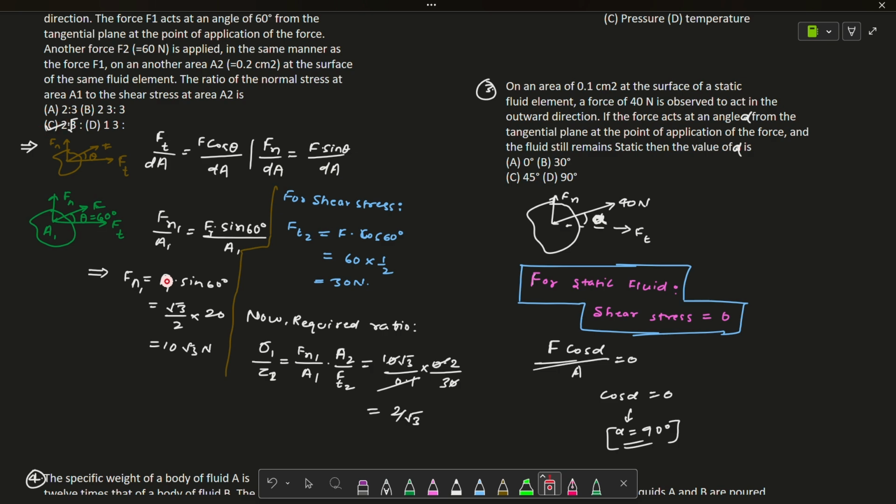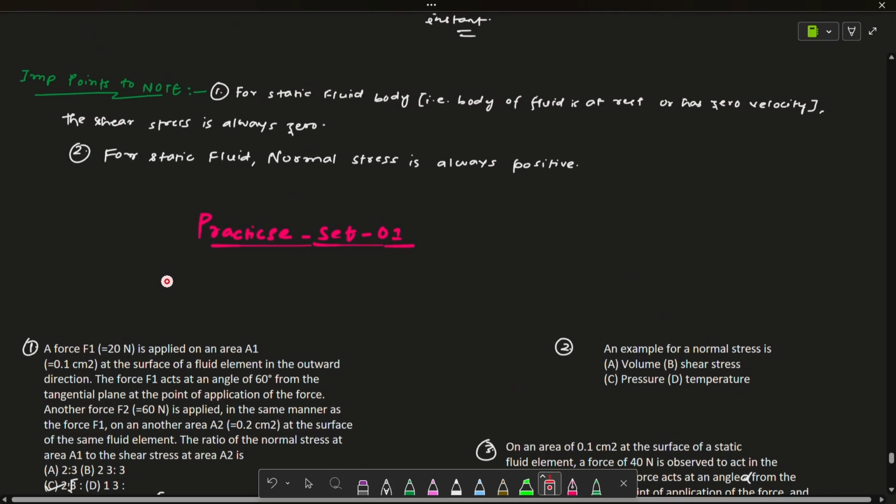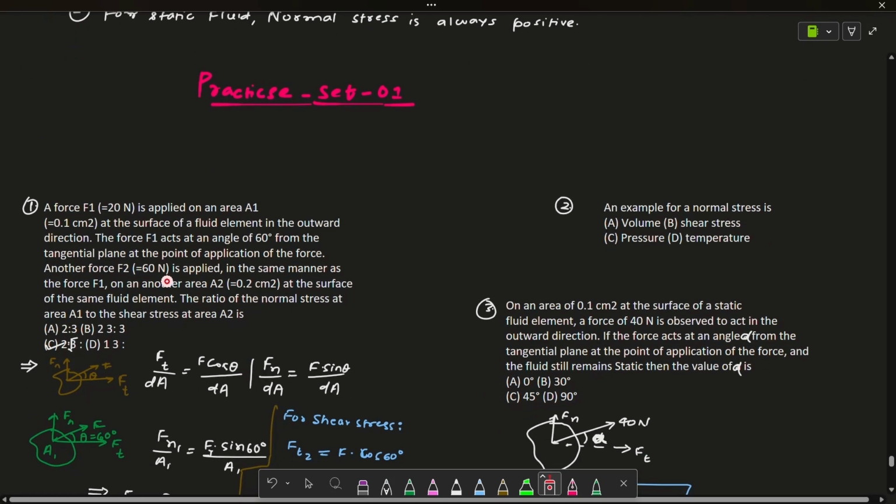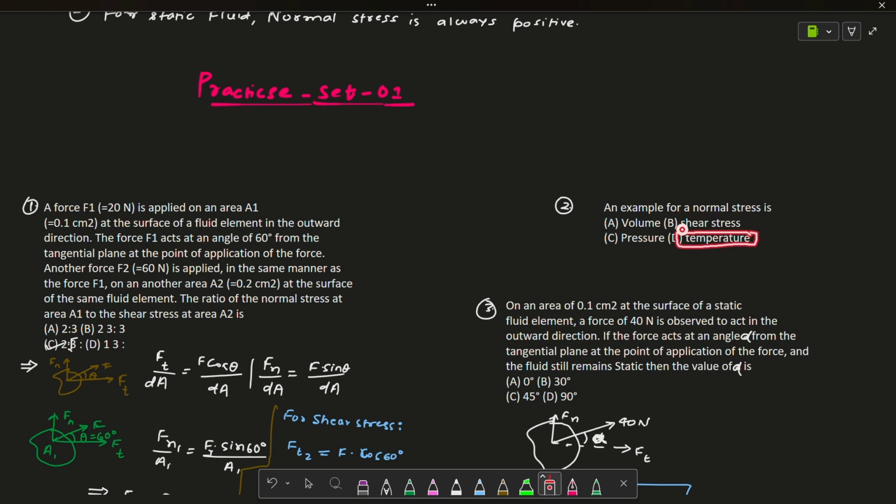Okay, so I hope you all are clear with this question. Now the second question is a very simple, one-word question. The question says an example of a normal stress is: the normal volume is not to do with any force or stress. Shear stress is obviously not a normal stress, since shear stress and normal stress are perpendicular to each other, and temperature is also not a force or stress. We can simply take pressure as the answer.